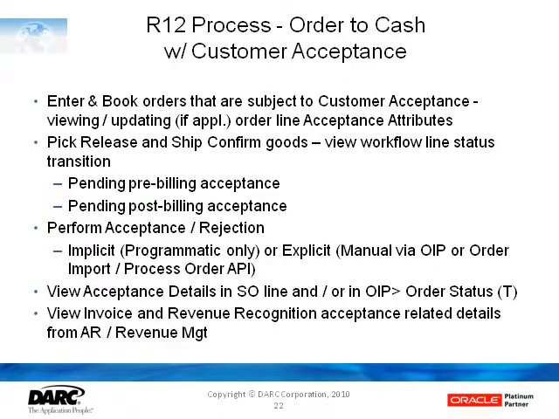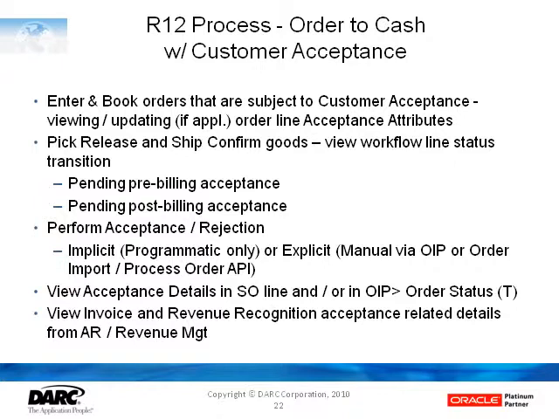These are the verbiage tied to the process flow we just went through. The key is we're going to enter and book our order. Our attributes will default based on the assignment rule setup and the fact that our setups were completed relative to the enable, fulfillment, acceptance. Once we ship confirm, it's good to know that our workflow line statuses transition from awaiting shipping to either pending pre-billing or pending post-billing acceptance.